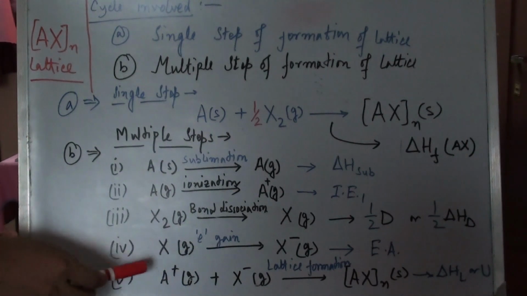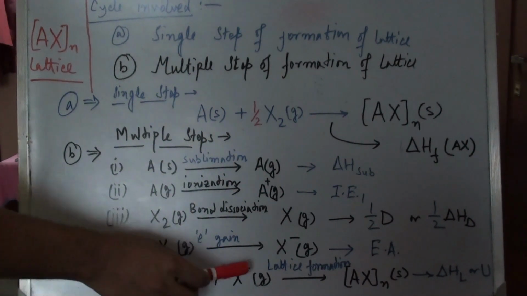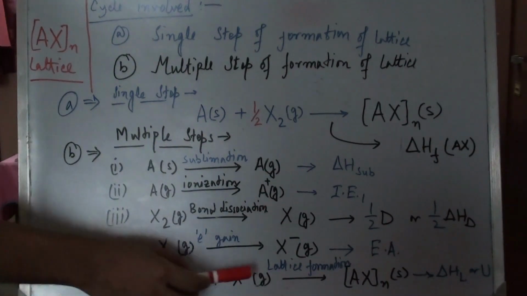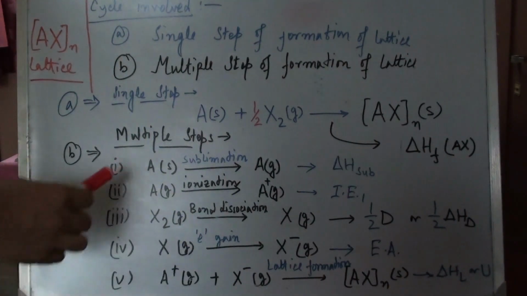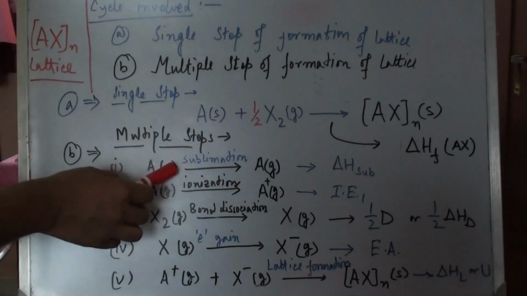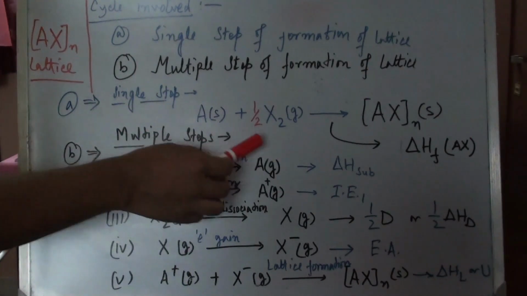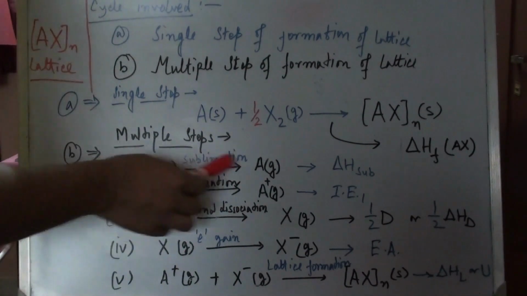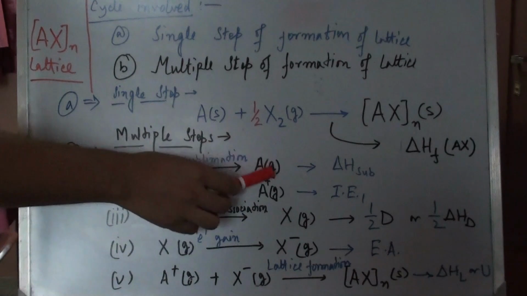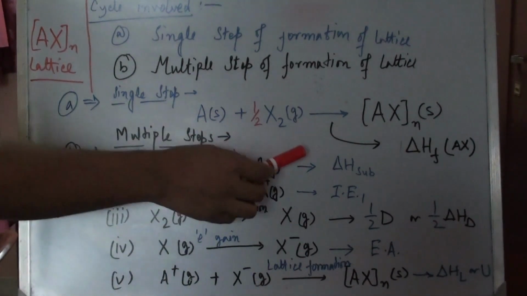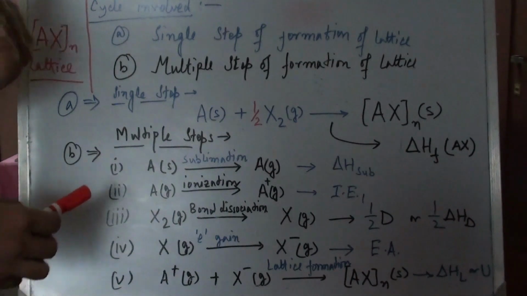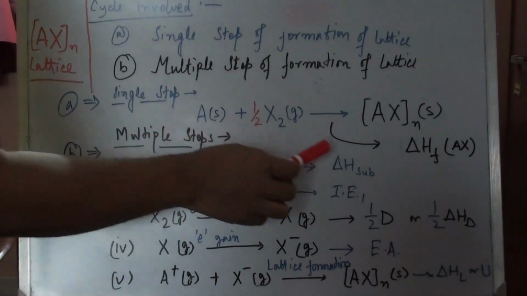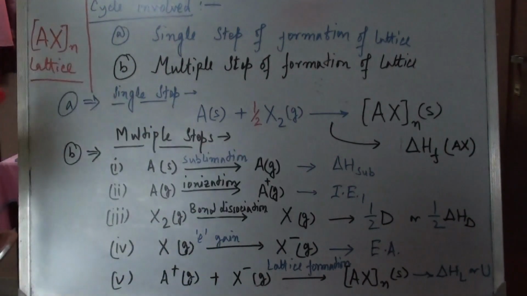So we have to produce A plus in gaseous state and X minus in gaseous state to produce this lattice. So our motive is to produce A plus and X minus in gaseous state. We have A solid, so we have to convert it to gas. A solid to A gas, this is the first thermodynamical step. This process is called sublimation. Direct solid to gas is called sublimation. And we have to supply energy to A solid to produce A gas. It is called sublimation enthalpy or sublimation energy.